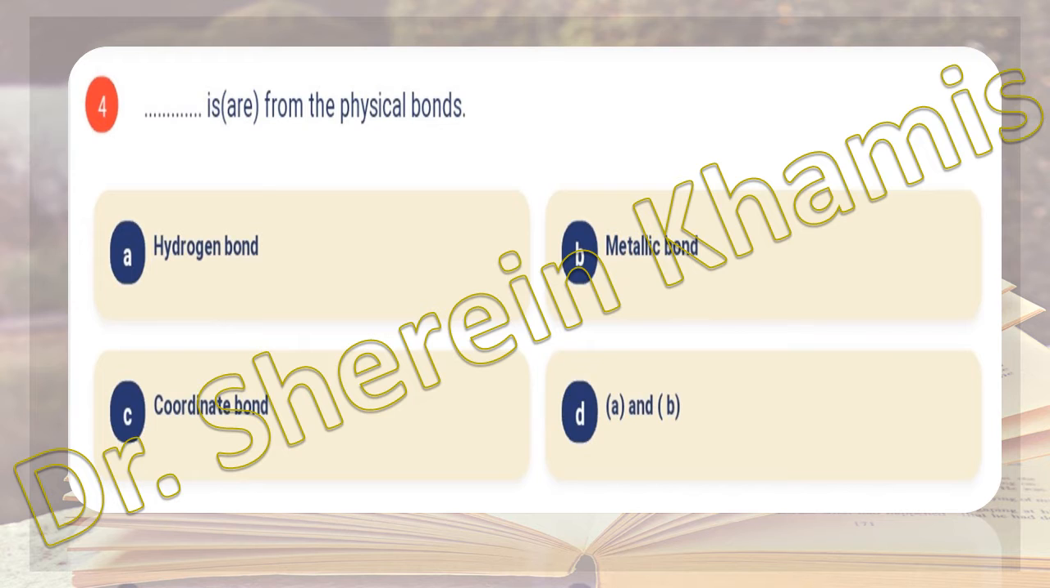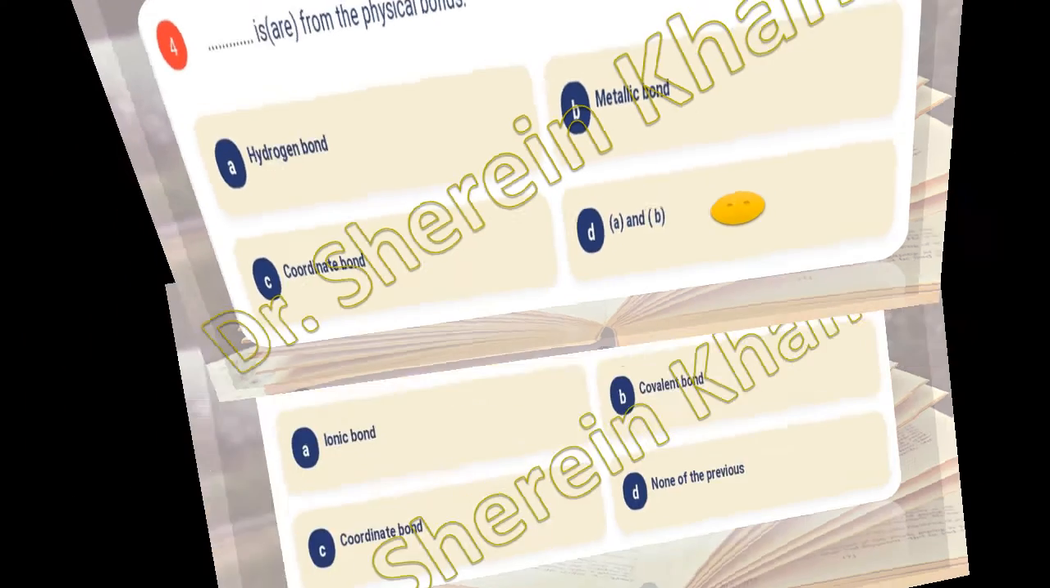Okay, so the right answer will be hydrogen and the metallic are from the physical bond, so the right answer will be D, A and B. Okay, let's go into question 5.